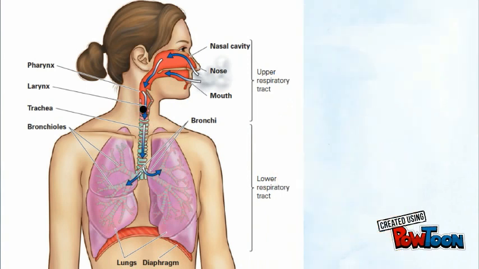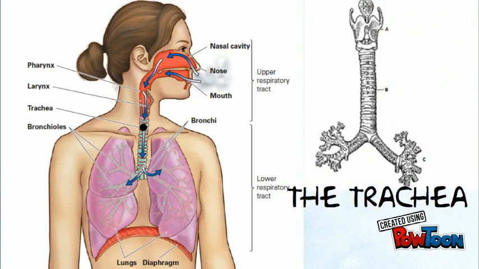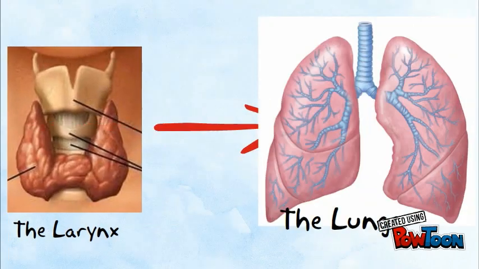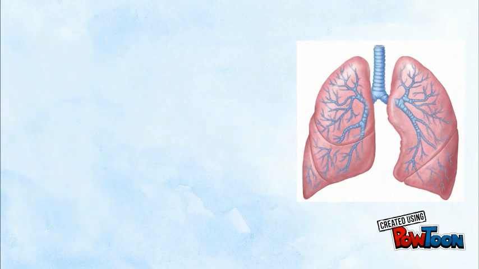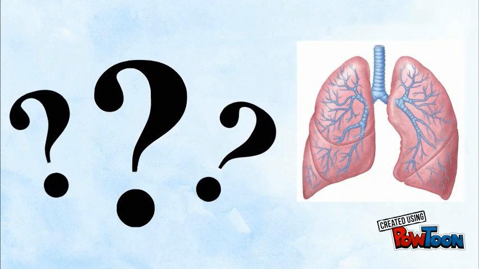After the larynx, our little oxygen molecule travels into the trachea, or windpipe. The trachea is basically a nice little passageway for the oxygen molecule. It takes him straight from the larynx to the lungs. But don't get too excited yet. Before we can go into the lungs, we have a decision to make.